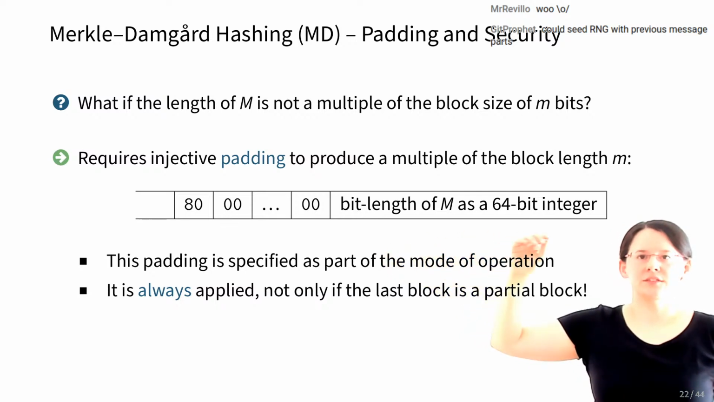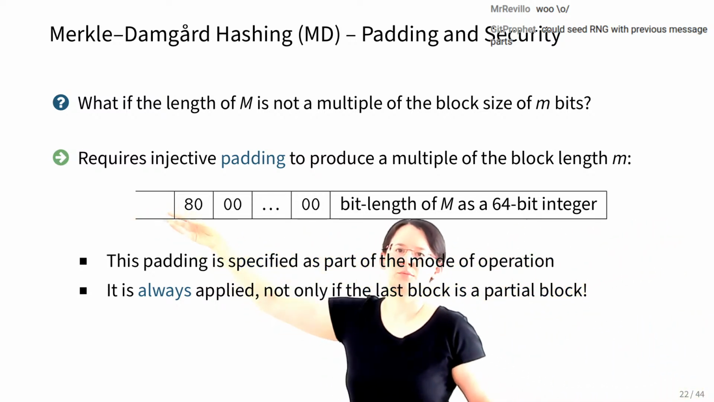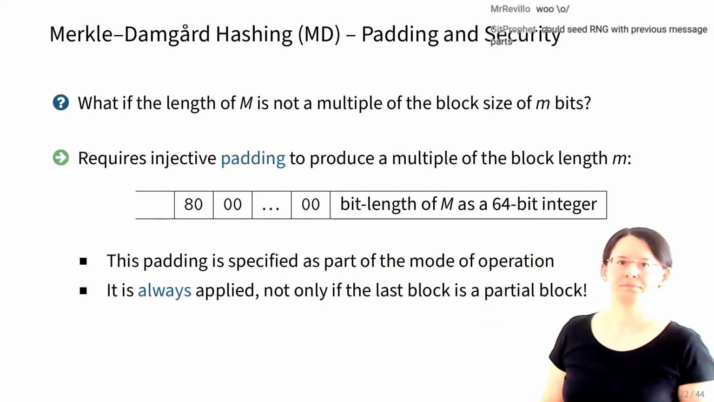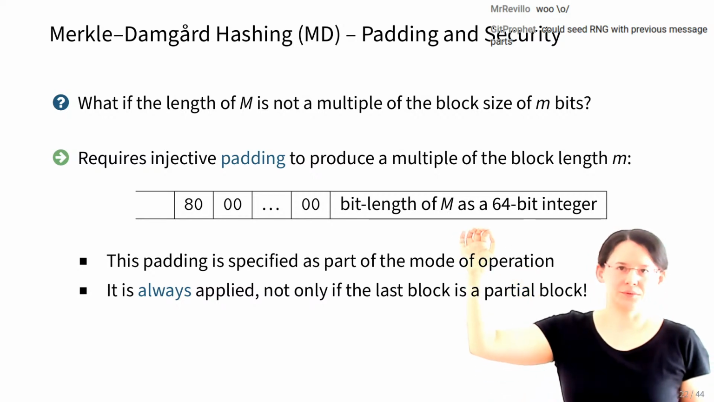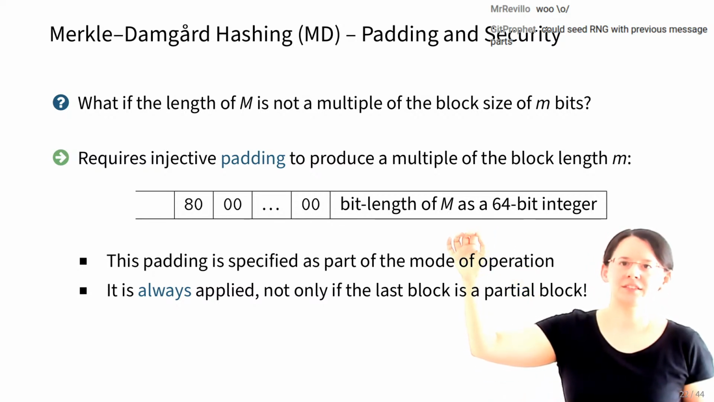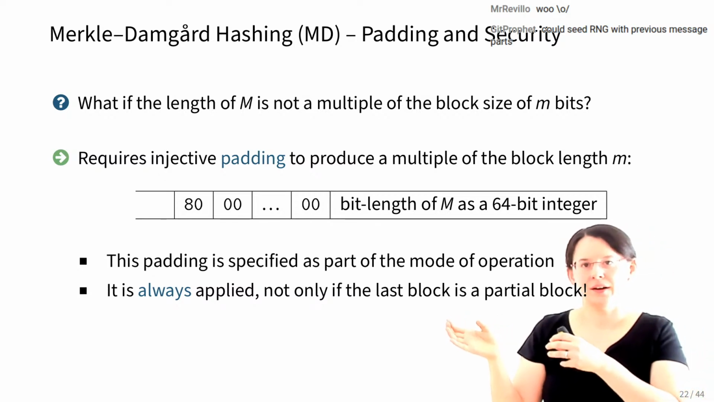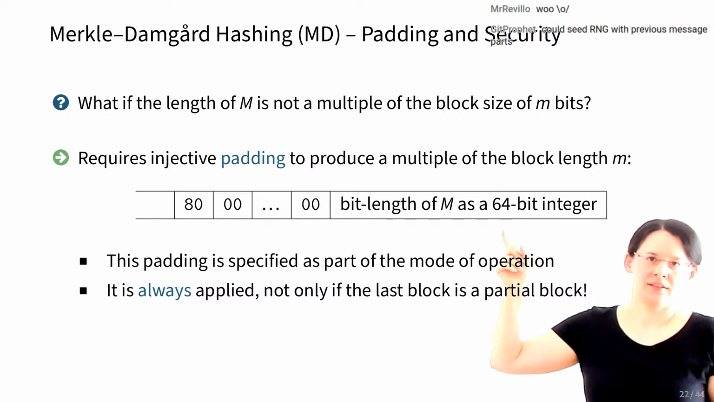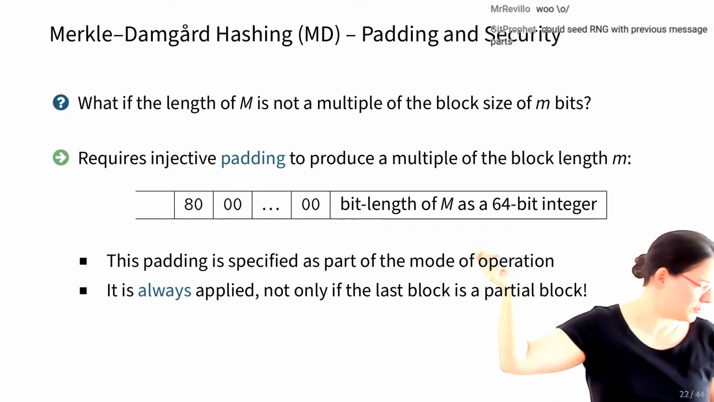And so this is done so that the total length of message plus 1 plus zeros plus 64 bits is a multiple of the block length. And the important thing is you always must use this padding, not just if your last block is incomplete. So if your message is already a multiple of the block length, you must still add this padding, otherwise you will run into the same sort of problem that we saw with the zero padding.